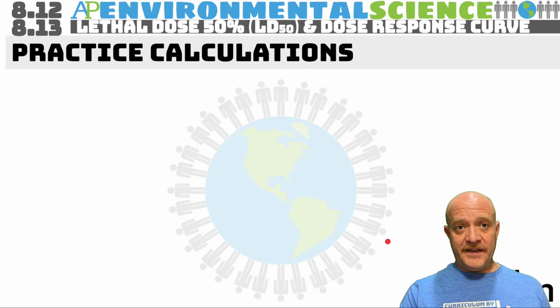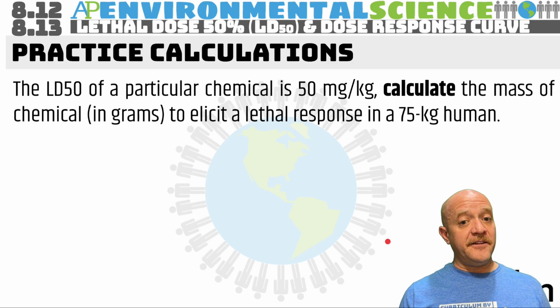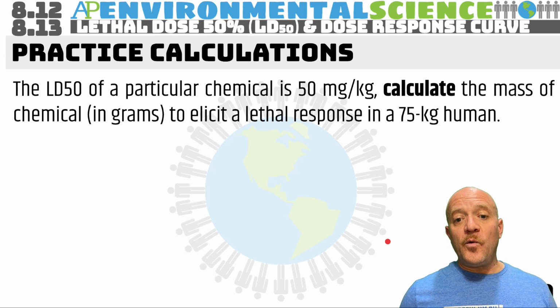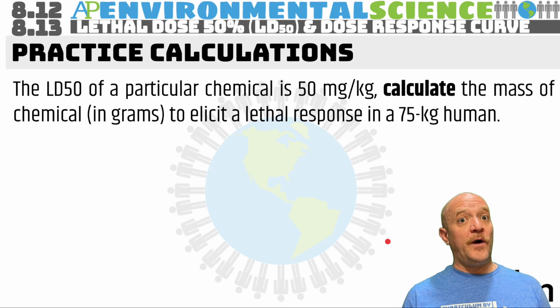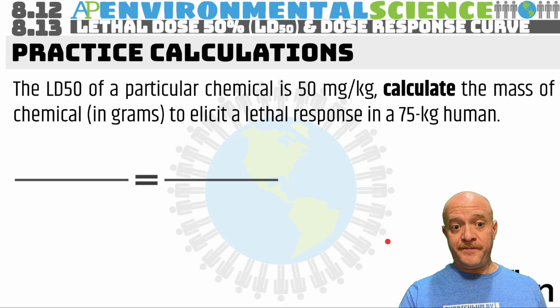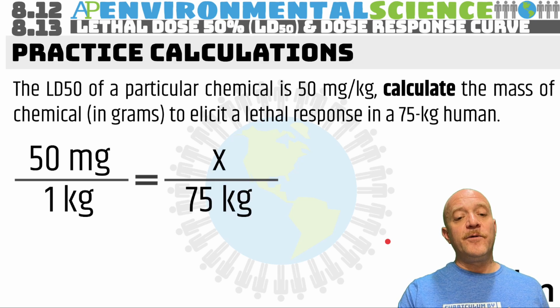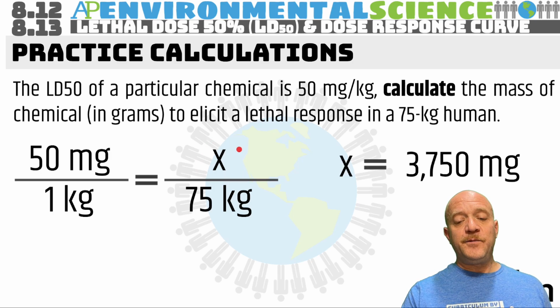So let's look at a practice calculation. The LD50 of a particular chemical is 50 milligrams per kilogram. Calculate the mass of chemical in grams to elicit a lethal response in a 75 kilogram human. So what we know is we got 50 milligrams per 1 kilogram, and we have a 75 kilogram human. So we're going to set up a proportion. First, we're going to put in our LD50 for our test subject, and then we're going to put in the unknown amount that it would take to be 50% lethal for humans. When we solve for X, we will get 3,750 milligrams.